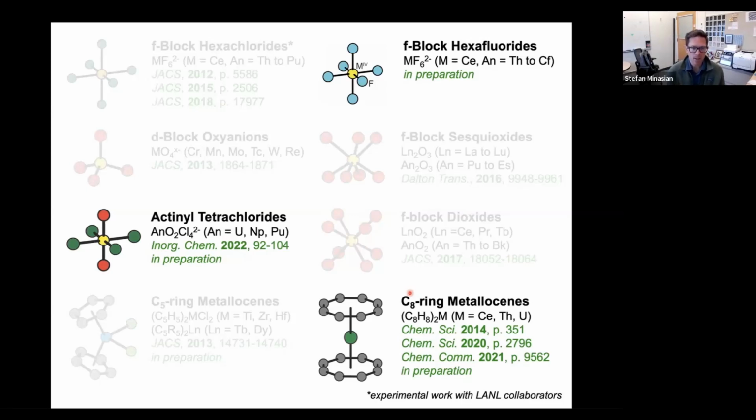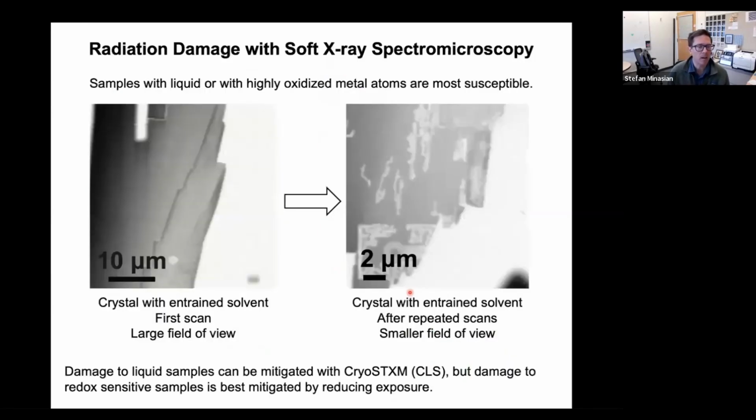Obviously the way that STXM works, we use a zone plate to focus the beam down to a small point and take data from very small particles. And anytime you're focusing that much flux on a small area, you have the potential for radiation damage. In my experience with our samples, this typically takes the form of damage either to samples that have some component of liquid in them, or if they have highly oxidized metal atoms. Otherwise, we usually don't encounter any problems with radiation damage.